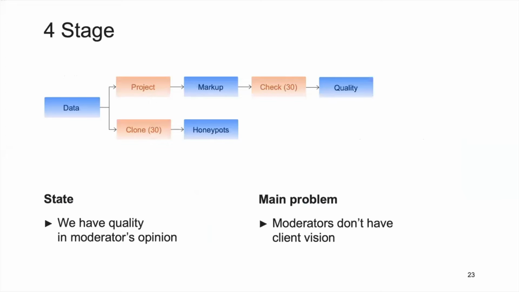So we have the following pipeline. We have the quality in moderators' opinion, and we need to teach them, but it's rather difficult to teach 30 people, 30 moderators. So we choose the best moderators, the best of the best Tolokers that could help us to solve this problem.